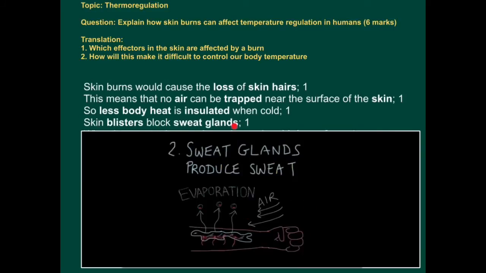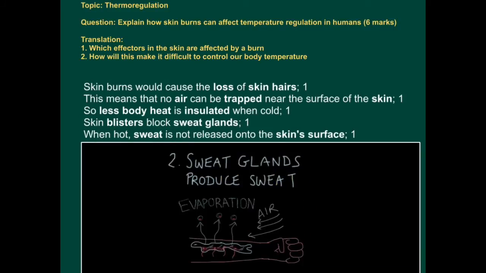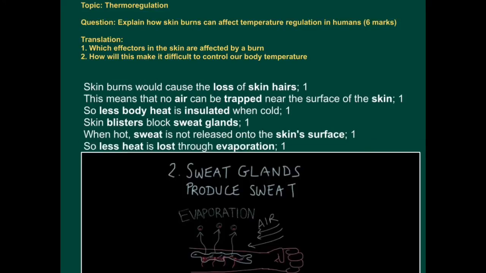Skin blisters block sweat glands. So normally when hot we release sweat, but now sweat is not released onto the skin's surface, so less heat is lost through evaporation. So you can see how a skin burn can prevent us from warming up and cooling down.